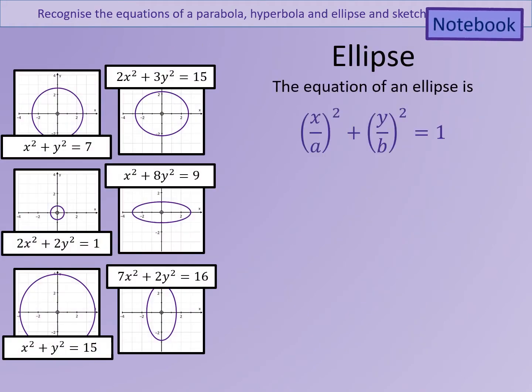The first conic section we're going to look at is the ellipse. Each of these equations represent ellipses. A circle is just a special kind of ellipse. The general equation for an ellipse is (x over a) all squared plus (y over b) all squared equals 1. These can be rearranged in a variety of different ways. And also, if a and b are equal, this would give us the situation where we have a circle.